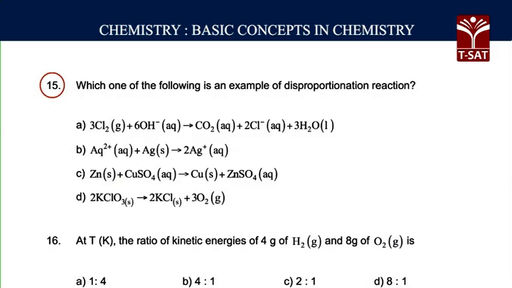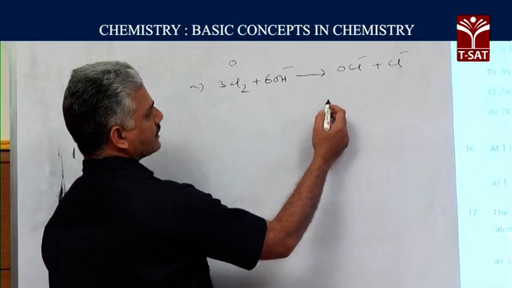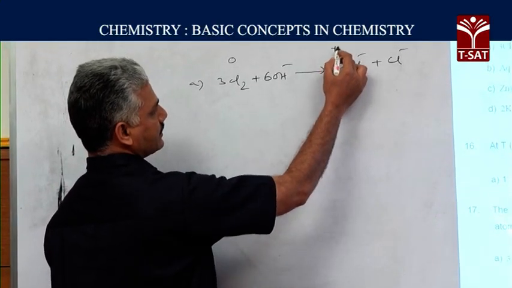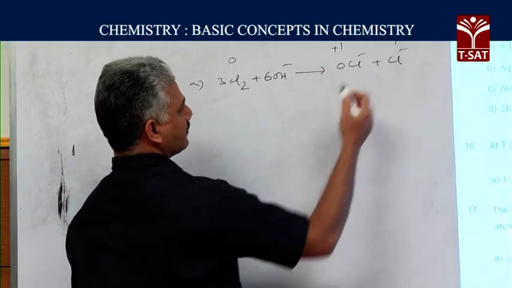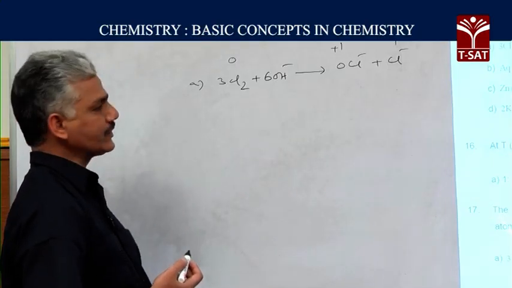Disproportionation reaction is a redox reaction in which same substance undergoes both oxidation and reduction. So, one by one we have to check the options for this particular property. We have to check the oxidation state values. Initially, oxidation state of chlorine is 0. In OCl minus, chlorine oxidation state comes out to +1. In Cl minus, it is -1.